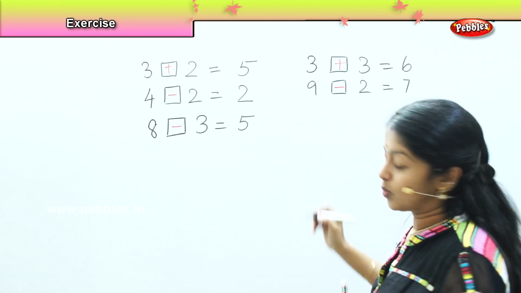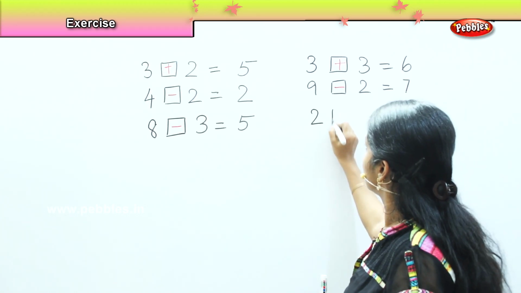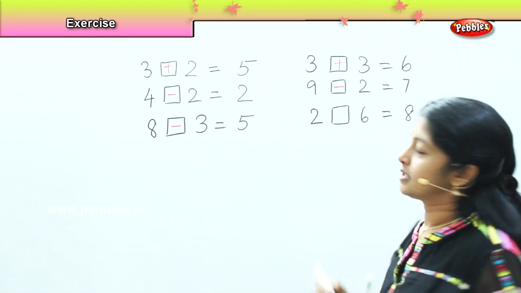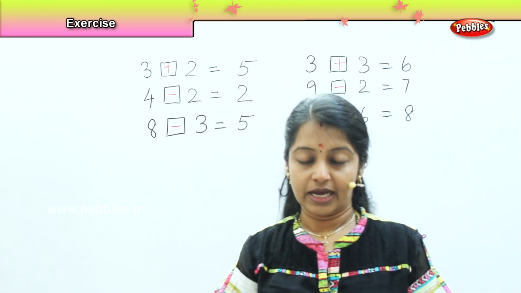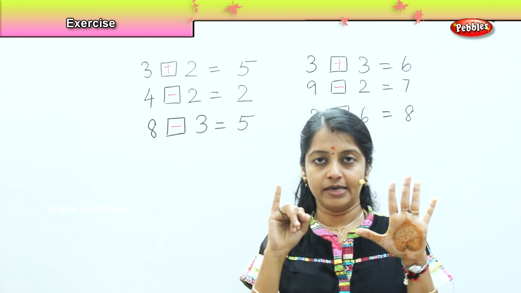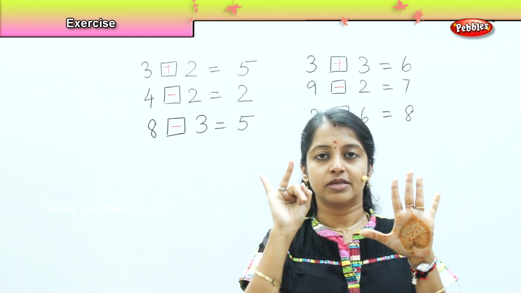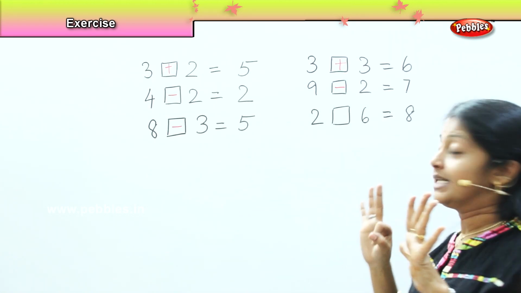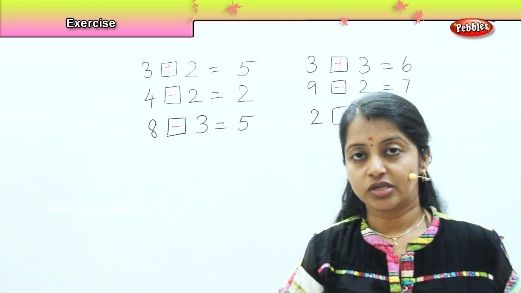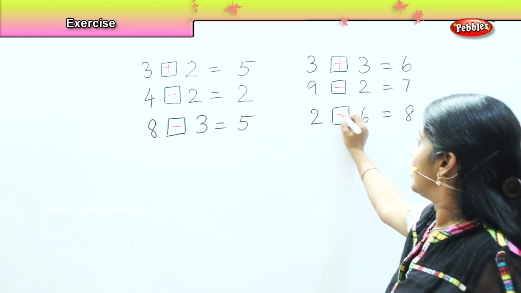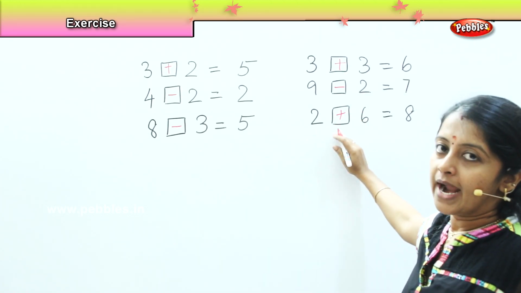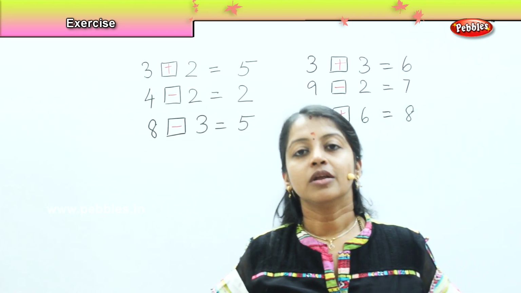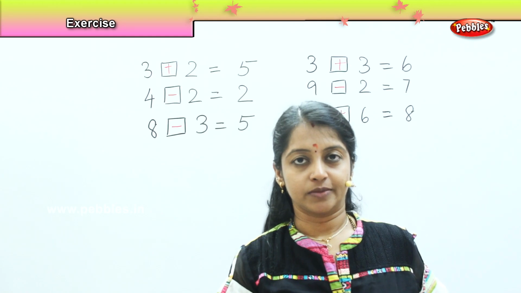Okay. The last one, 2, 6, 8. I will have 6 fingers in my hand. If I add 2, 7 and 8. I get the answer 8. And what is the answer given? It is 8. So, what will we do here children? We will be putting an addition. So, 2 when added with 6 will give me the answer 8. So, the last question we will be doing the addition.